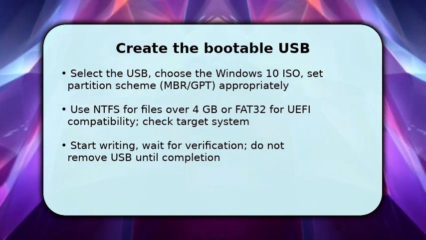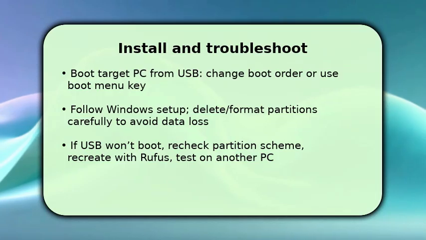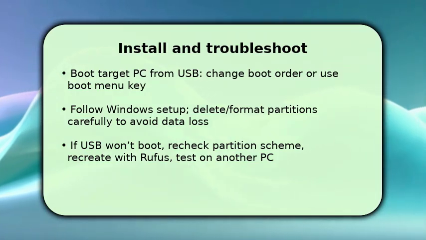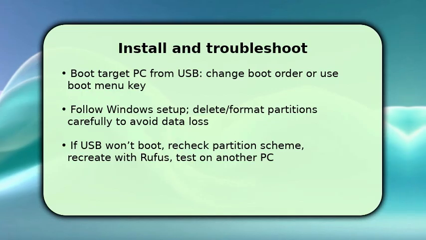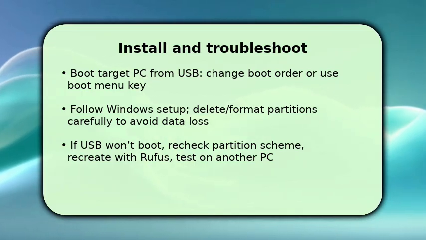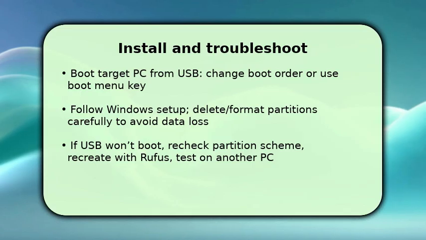To finish, plug the USB into the target computer and boot from it by changing the boot order or using the boot menu key. You'll enter Windows Setup. Choose Language, accept the license, then select Custom Install to pick or create partitions. Be cautious when deleting partitions to avoid data loss.